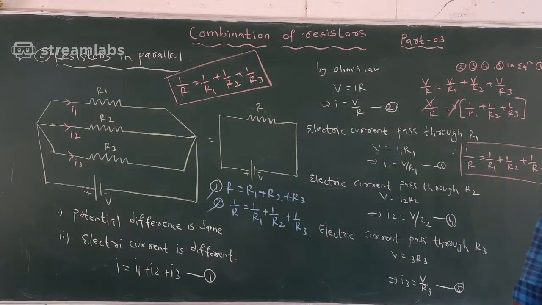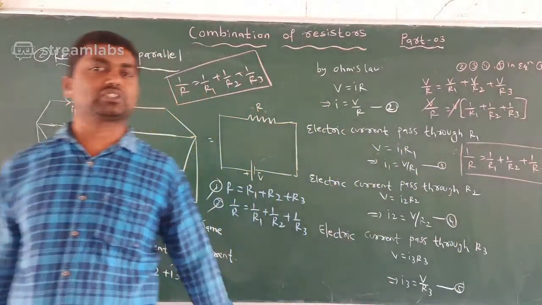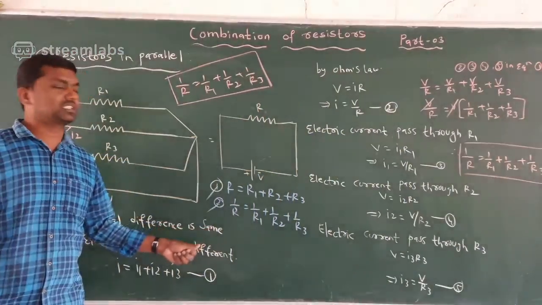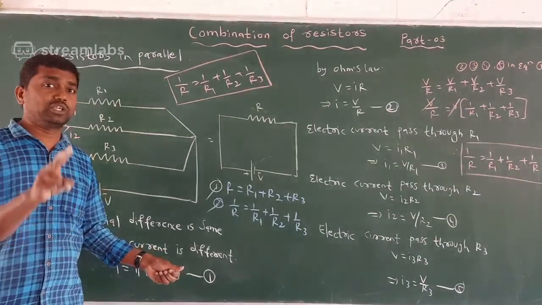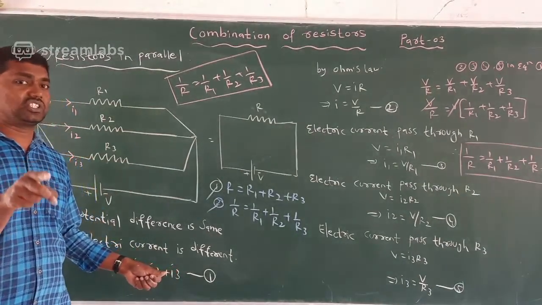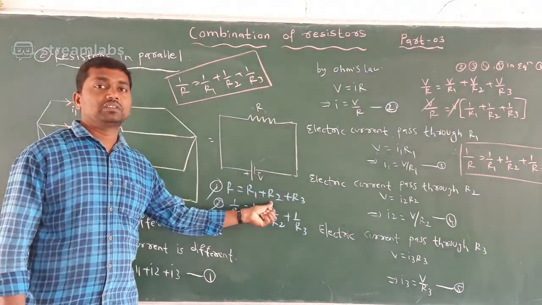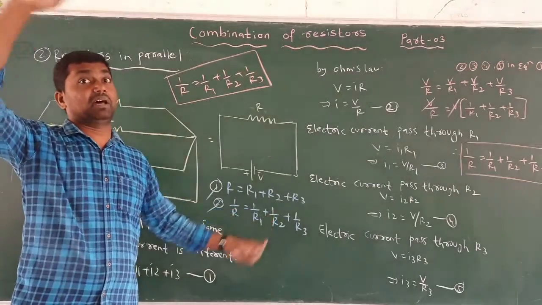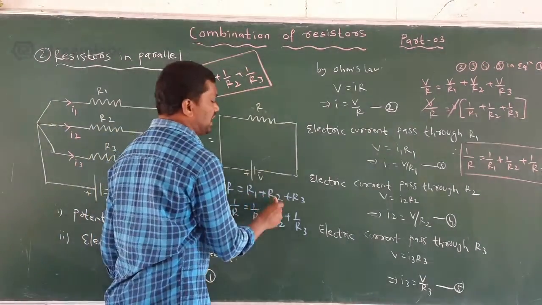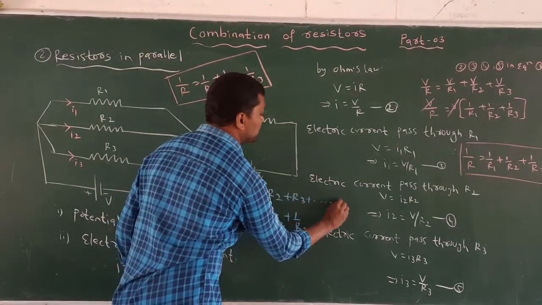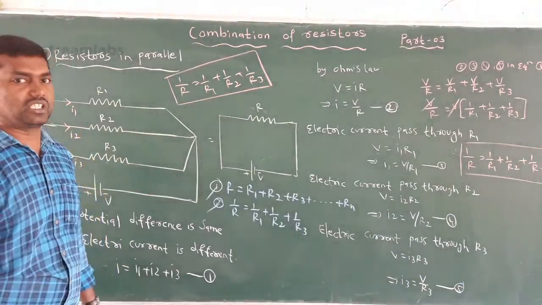In series combination of resistors, the effective resistance R is equal to R1 plus R2 plus R3. We can take 3 resistors, but we can also take only 2 resistors, the effective resistance in series combination R is equal to R1 plus R2. Suppose we take n resistors, we can write R is equal to R1 plus R2 plus R3 plus up to Rn, the total resistance in series combination.